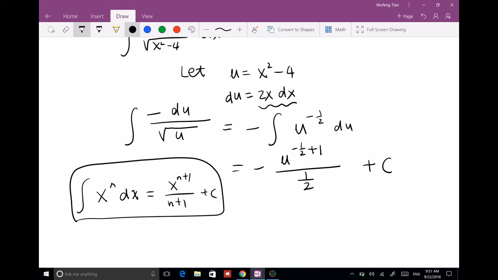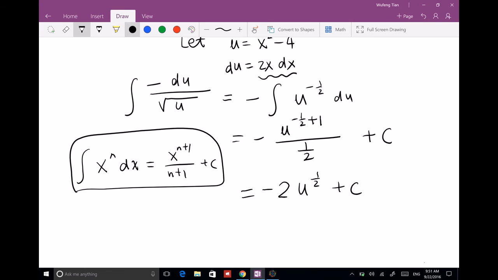So now everything's much better. Just simplify. Dividing by 1/2 gives negative 2, and u to the negative 1/2 plus 1 is u to the positive 1/2, plus c. Then plug back in for u. This is negative 2 times the square root of u, so negative 2 square root of x squared minus 4, plus c.